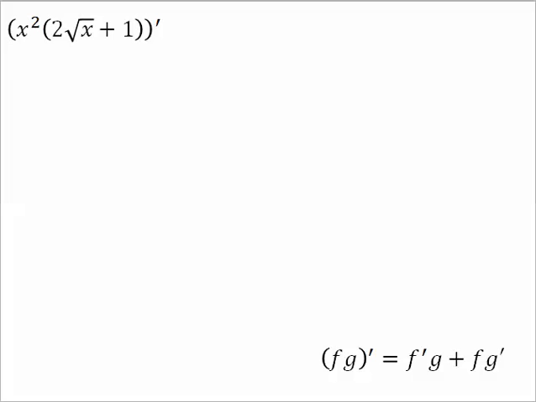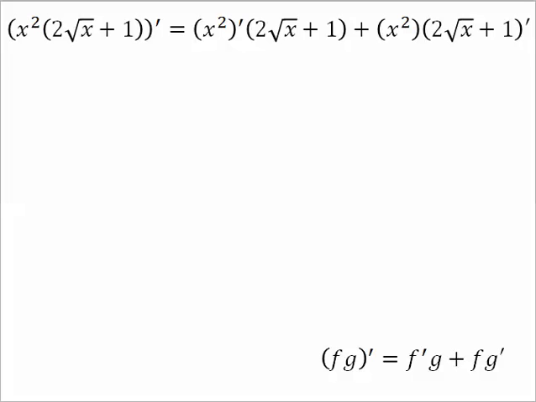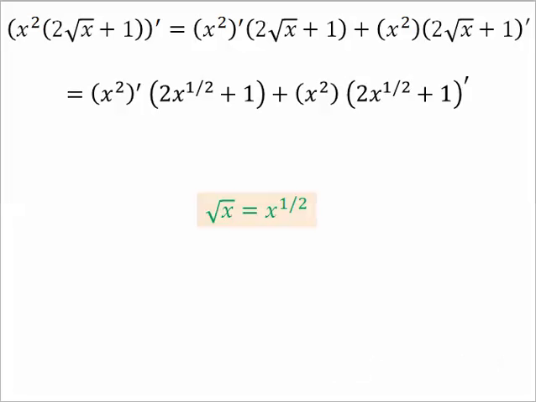First, set up the product rule. The derivative of the first times the second plus the first times the derivative of the second. What I did here is instead of using radical notation, I said that the square root of x equals x to the 1/2 power. When I do that, I can then use the power rule.